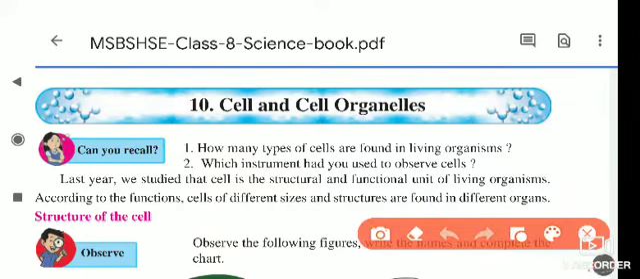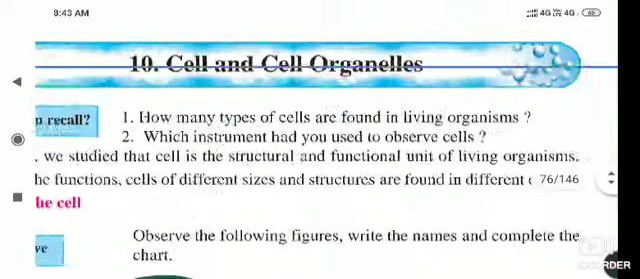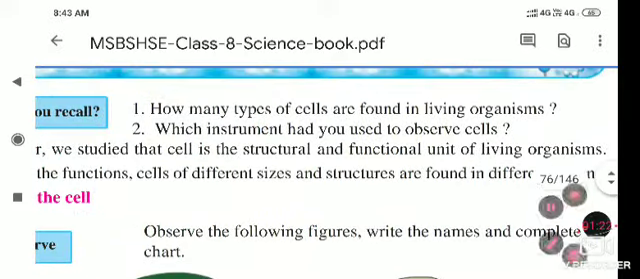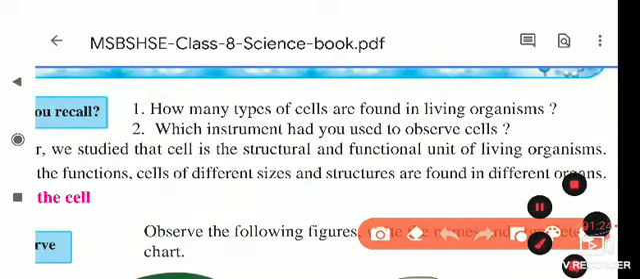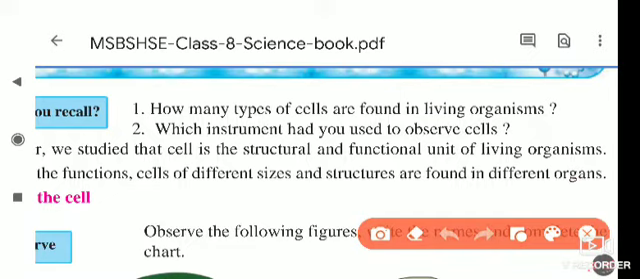First of all, how many types of cells are found in living organisms? We have studied prokaryotic cells and eukaryotic cells. Plant cells are different, animal cells are different. These are the types of cells.